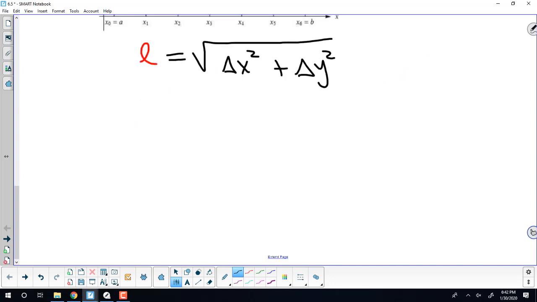We're going to manipulate this a little bit and then talk about something from Calc 1 just to justify this formula once again. We're going to factor out, excuse me, delta x squared under the radical. And so we'll have our 1 plus delta y squared over delta x squared under the radical.